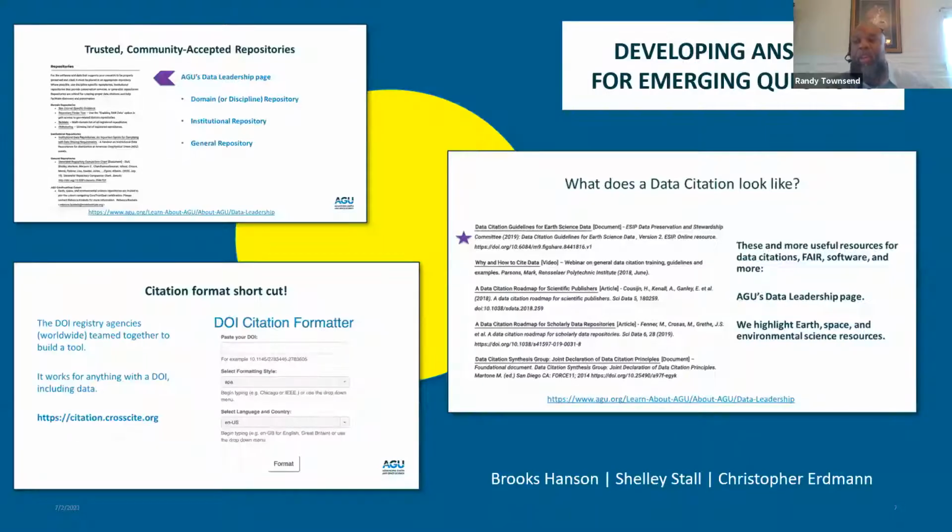So the community continued to respond to the new and emerging questions and unique scenarios that were being revealed. I'd be remiss if I failed to acknowledge the leadership of Brooks Hansen, Shelley Stahl, and Chris Erdman on behalf of AGU's contributions and involvement, along with the input of the editors and our members at AGU. These are some of the tools that have emerged that I think really give great guidance into what the community was asking for and what they really needed as well.